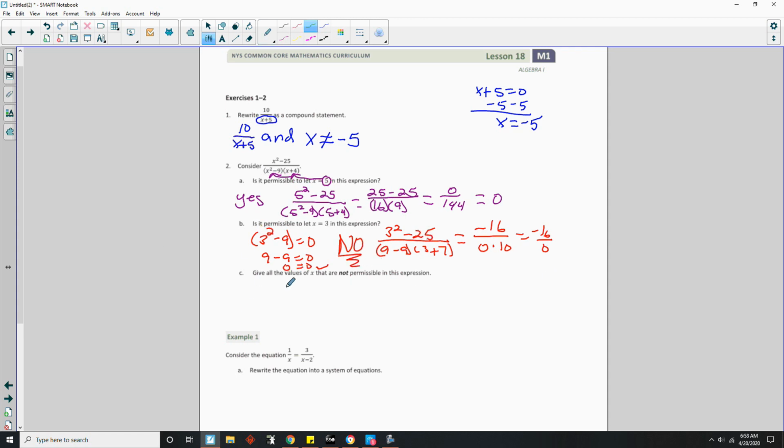All right, part C. Give all the values of x that are not permissible in this expression. So I would say x cannot equal 3. X cannot equal what makes this 0, and it'd be negative 4 plus 4, which is 0, so it's negative 4. So the two solutions are 3 and negative 4, but you also have to remember a negative squared is positive, so don't forget your x equals negative 3. So let's clean this up and put it in set notation. My solutions are negative 4, negative 3, and 3.